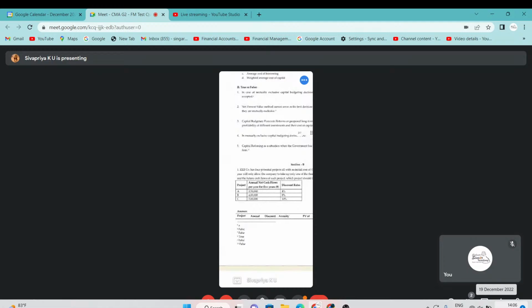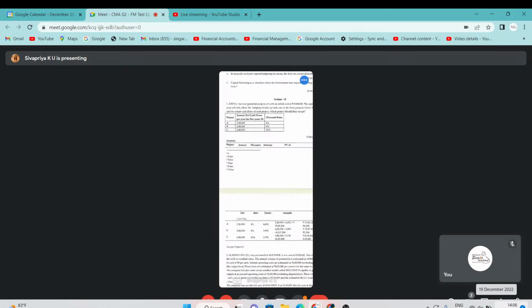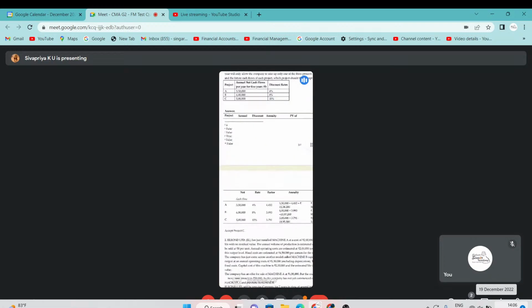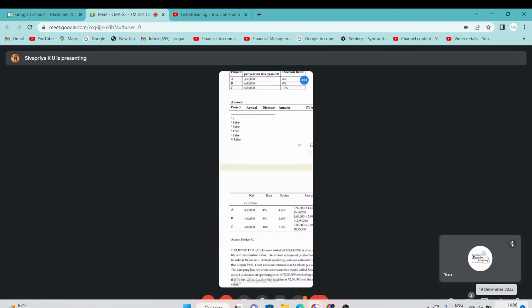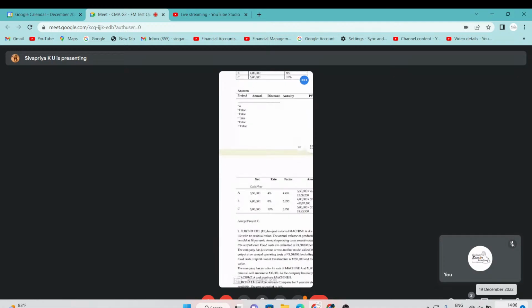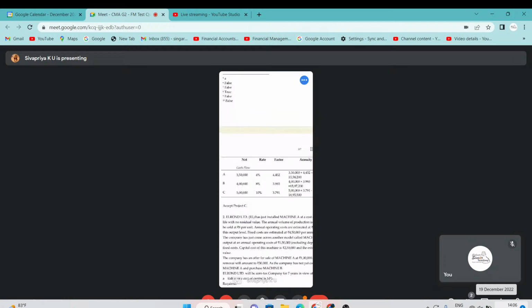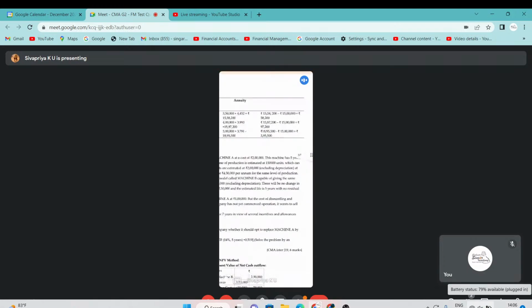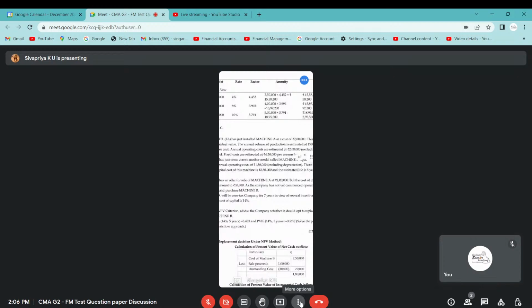So then we have section B. Here there are 3 projects and you have to calculate the discounted cash flow. A, the answer is 58,200. For B, 97,200. C, 3,95,500. So we have to accept project C.